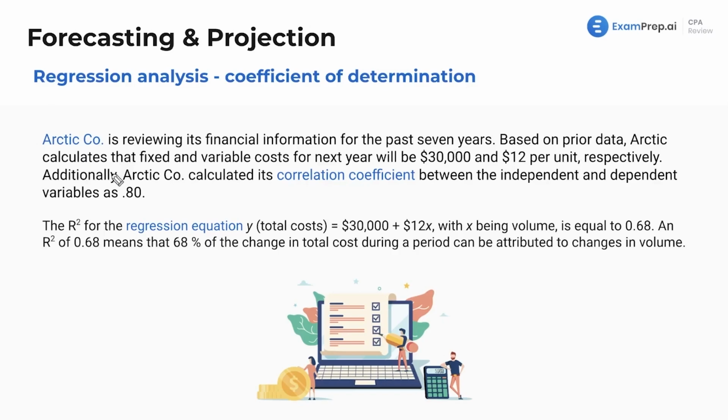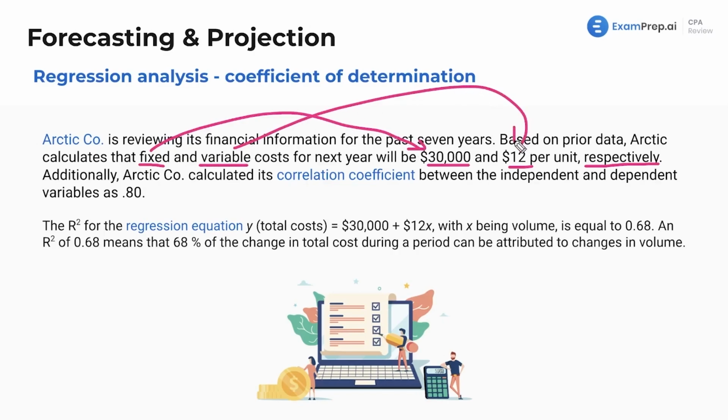Hey, just a quick note here. If any of you are not familiar with what respectively means, everyone's coming from different situations, right? Respectively means, well, fixed is mentioned first, variable is mentioned second. So, this is first, this is second. So, we see fixed is 30 and variable is 12.